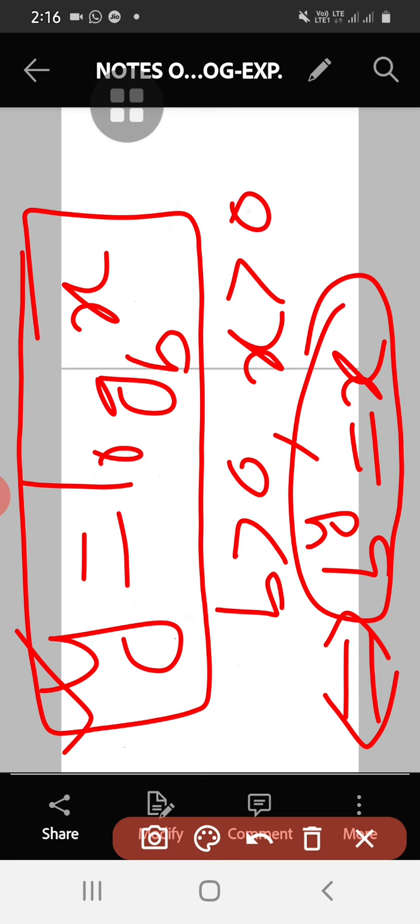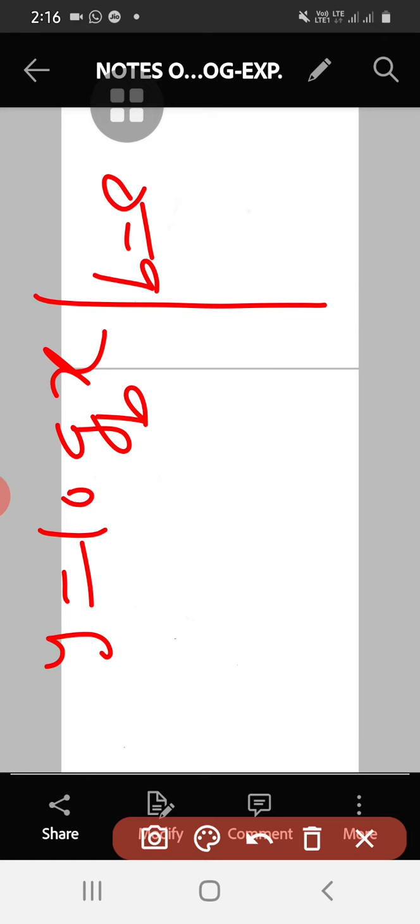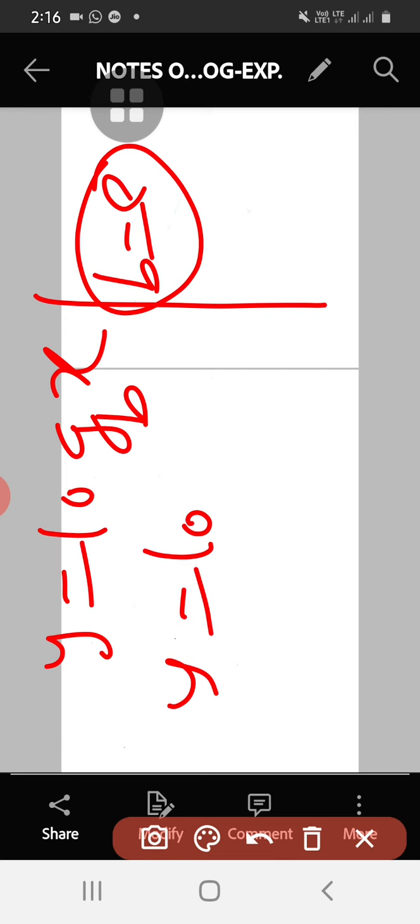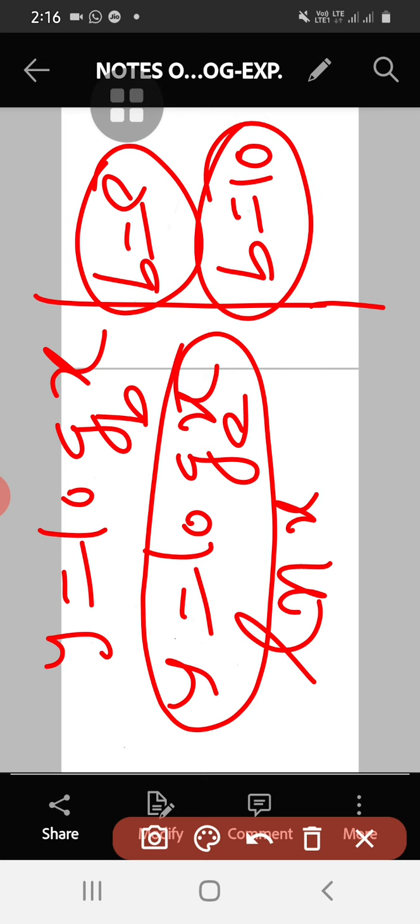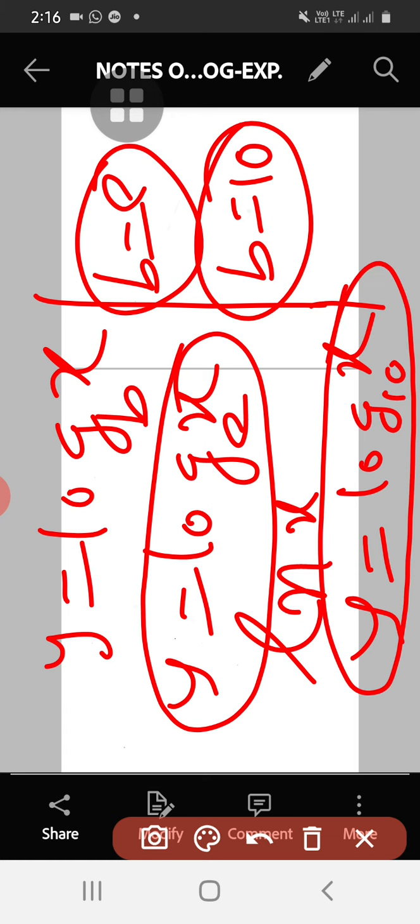Here, in y is equal to log x to the base b, we can replace the base by e. Then it is y is equal to log x to the base e, also written as ln x or log x. This is called the natural logarithm. If the base is replaced by 10, we get y is equal to log x to the base 10. This is called the common logarithm. If the base is e, it is called the natural logarithm.